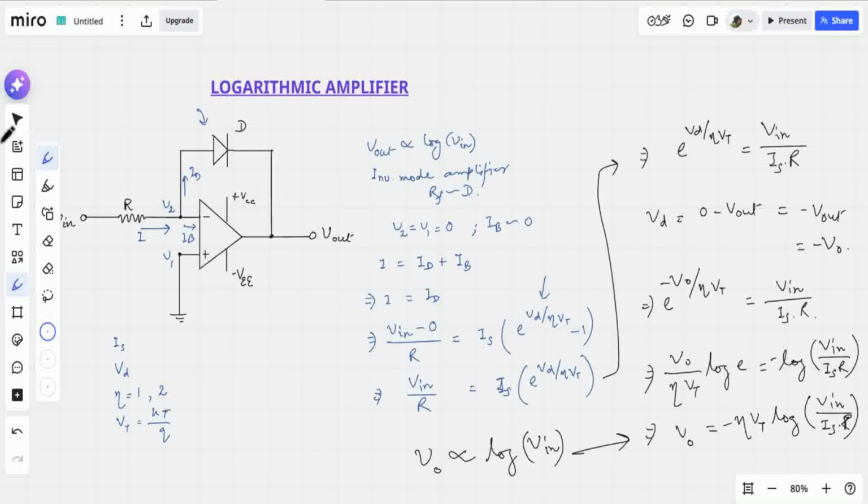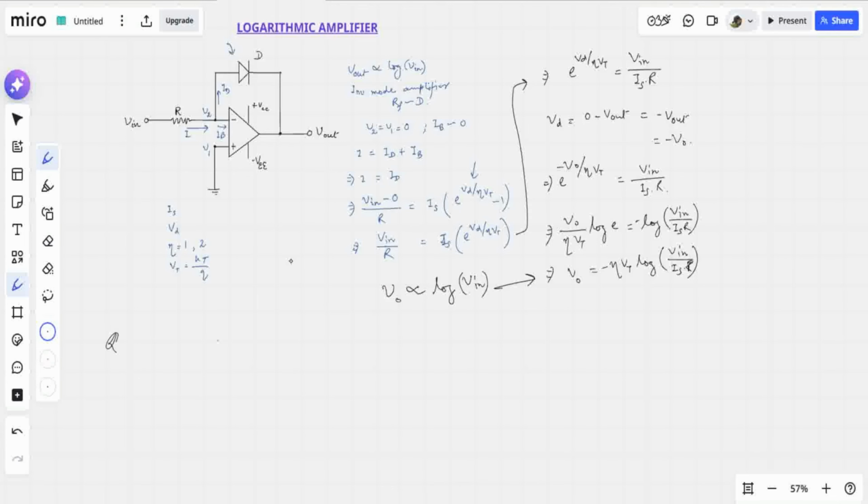So in this video, we understood the basic idea of a logarithmic amplifier. We saw why it is needed, how the diode creates a logarithmic response, and how the output varies with input. Now let's go through a quick numerical and see how we can use this.